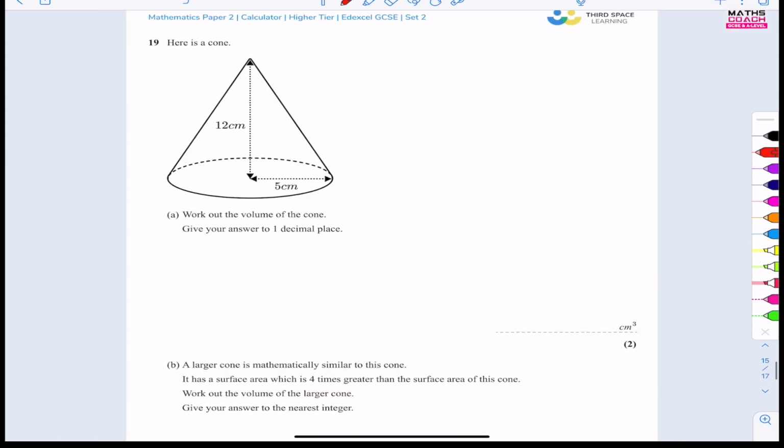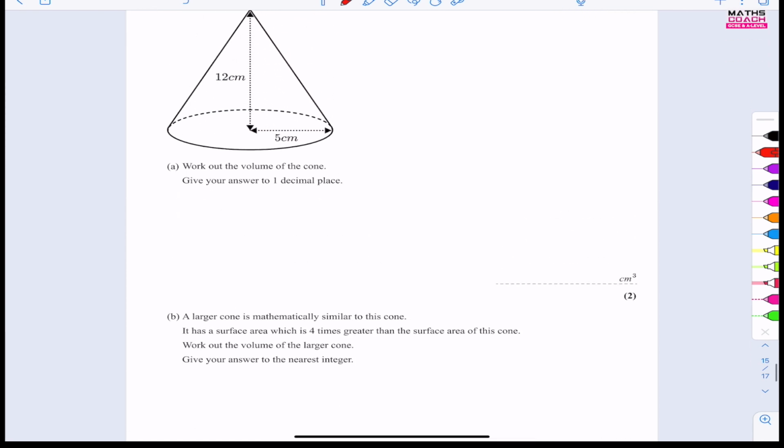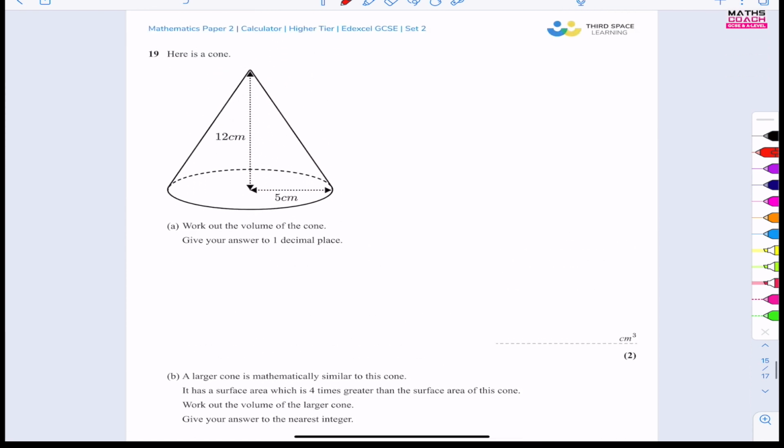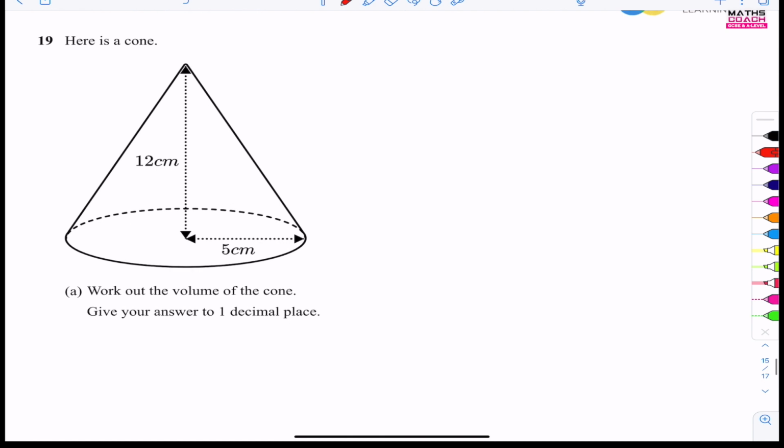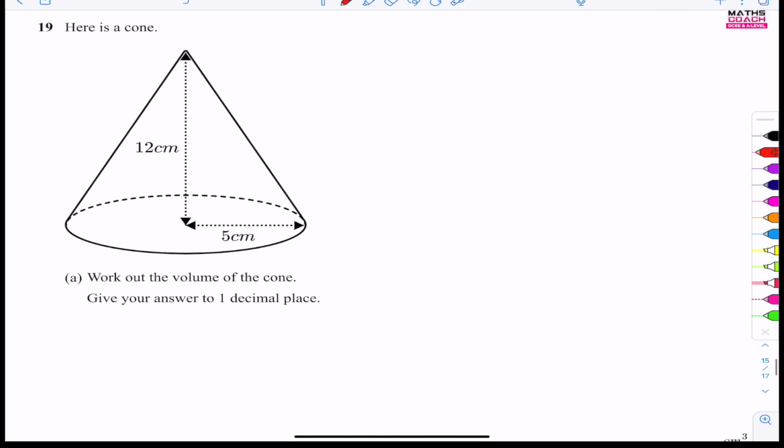Okay, question number 19. This is a total of 5 marks. Okay, part A is 2 marks. We'll look at part B in a second. Let's just zoom into part A for now. So here is a cone. Work out the volume of the cone.